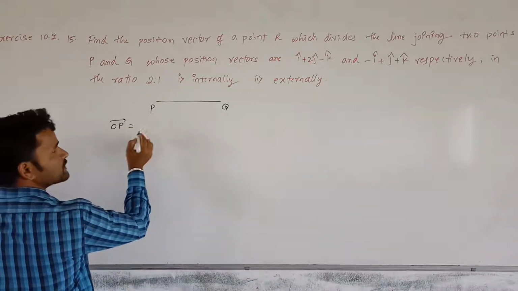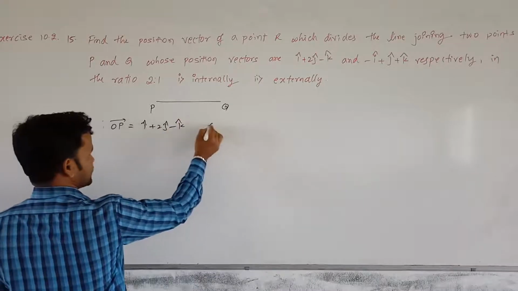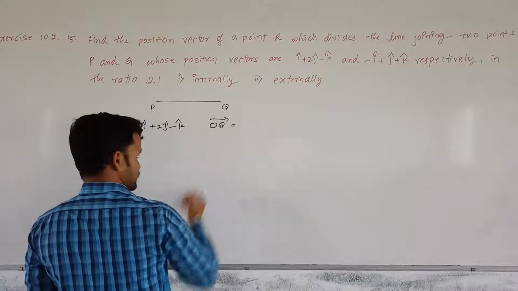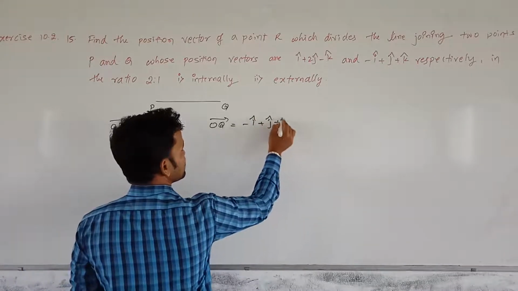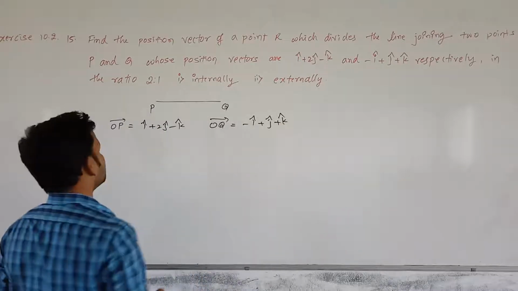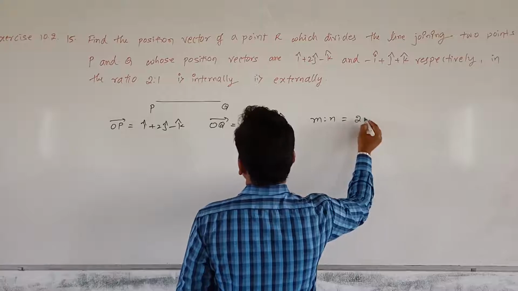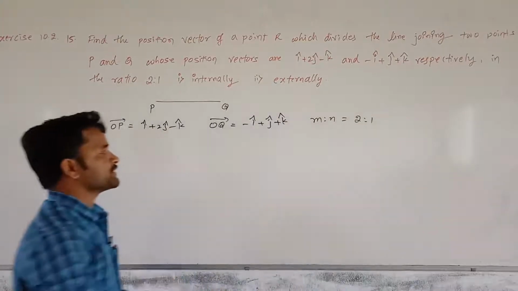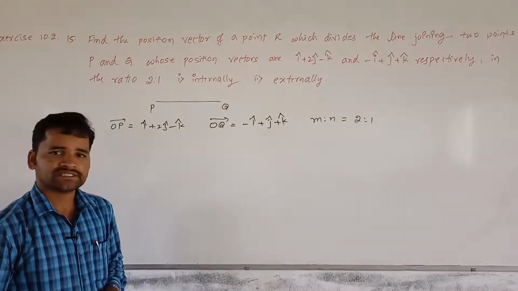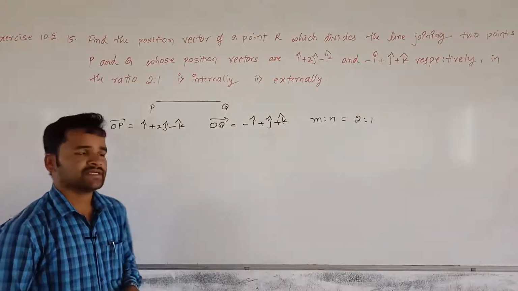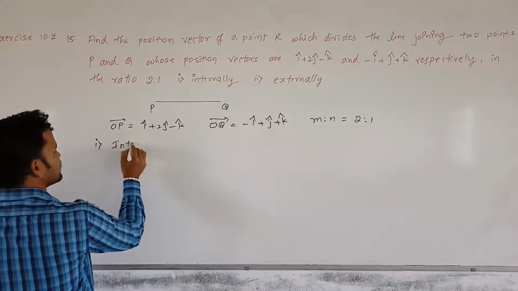Position vector of point P, OP, is i plus 2j minus k, and the position vector of point Q is minus i plus j plus k, in the ratio 2:1. So, here m is to n is 2:1. We need to find out the position vector of point R when R divides it internally and also externally. First case we consider, that is internally.